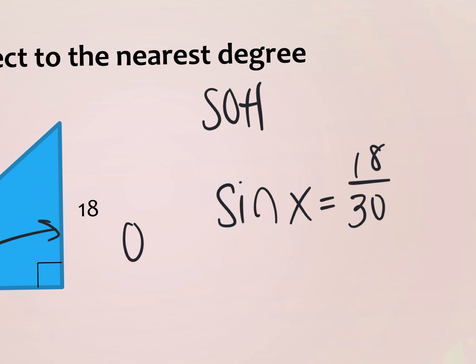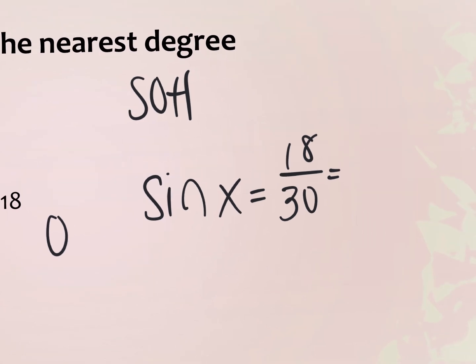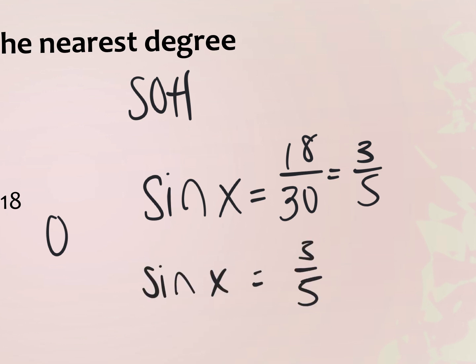You could simplify the 18 over 30. What are 18 and 30 both divisible by? Wait, don't you have to multiply the 30 and bring it over 6? No. We're not going to multiply by 30 either. We can divide them both by 6, yeah. So that would turn this into not 18 over 30, but 3 over 5. Very good. So we have sine of x equals 3 over 5.